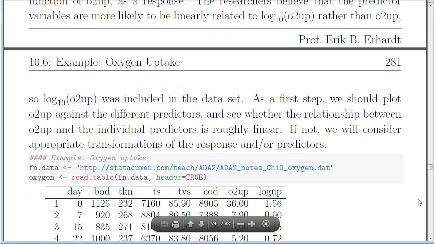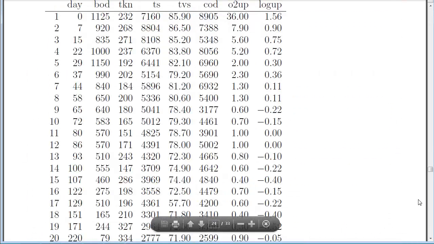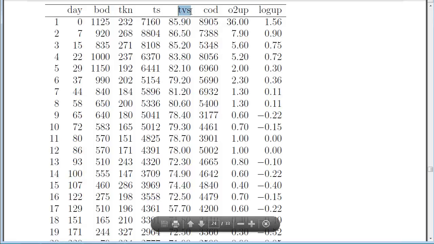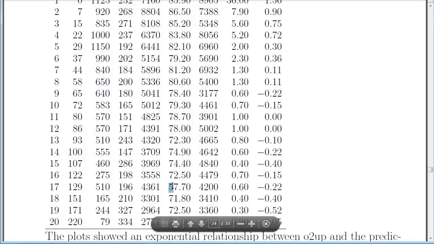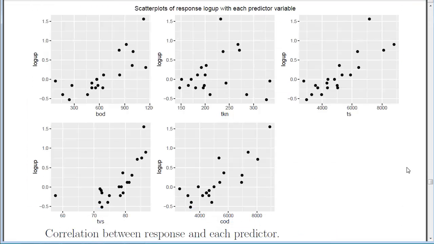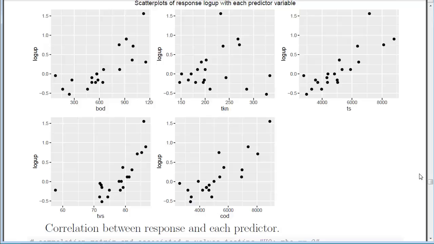Let me scroll up for a moment. TVS is this variable, and this day here is particularly low. Okay, so there's definitely some unusual measurements here, and we want to worry about those when we're looking at the residual plots. And I hope that I've also included some added variable plots here, because it will be interesting to see whether there's influential or unusual observations in that multivariate space.